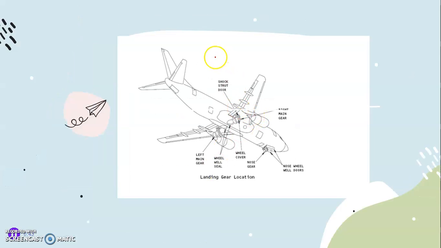Oh, I have a picture. This picture is about the location of landing gear. So this is the nose landing gear, and then this is the right main gear, and then it is the left main gear. Okay, let's move on to the next slide.